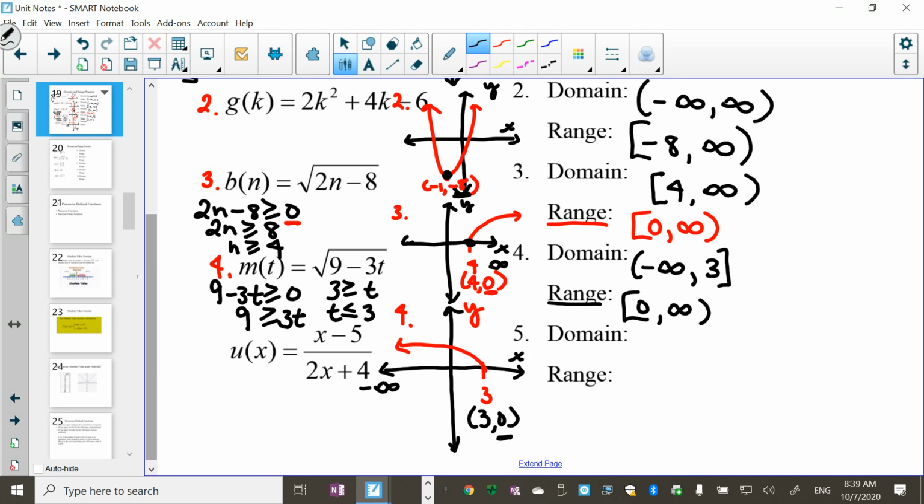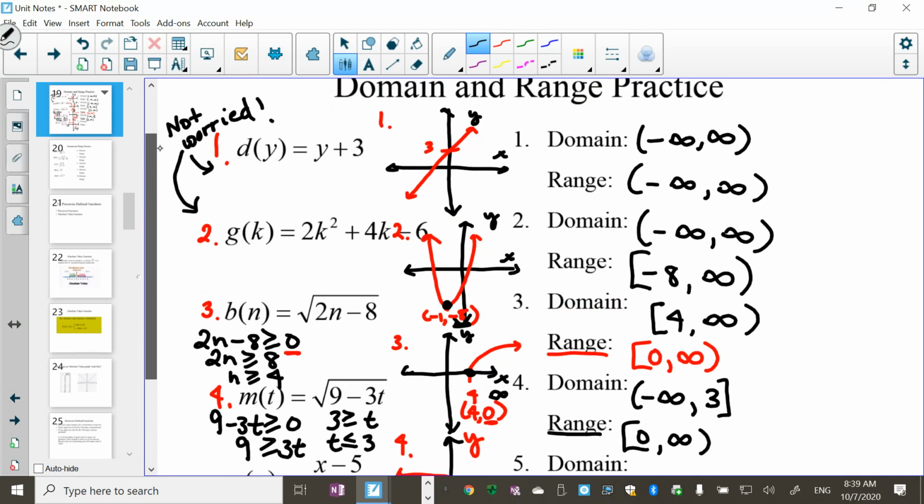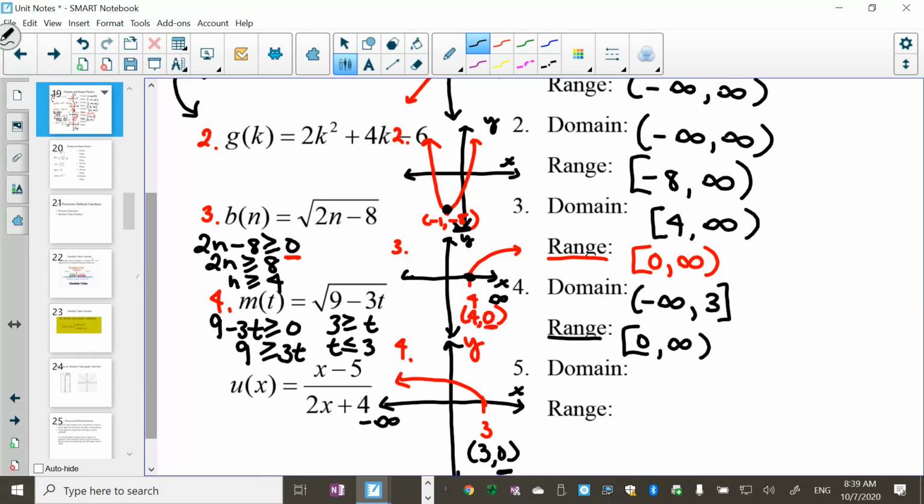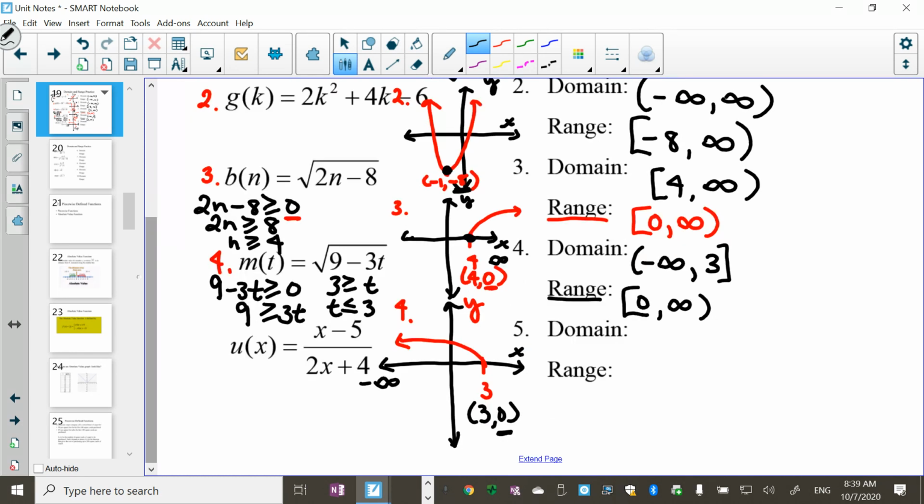So what I just did was practice one that starts with no restrictions, then some with no restrictions putting in for domain, but what comes out is -8 and greater. And then I have radicals where there's restrictions, that I cannot even put certain numbers in there because the graph doesn't exist over on the other part, and then that affects my domain, and then I have to check my range to see what comes out. Okay, so there's some practice there on that one.